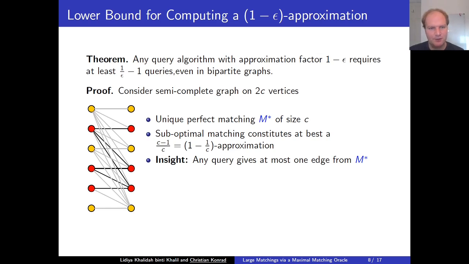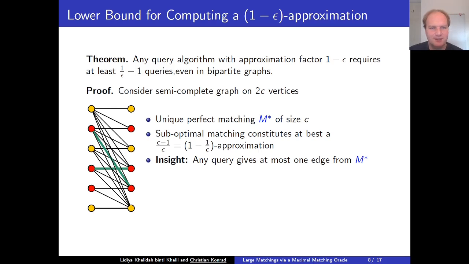Suppose we query the red vertices, then the oracle needs to return a maximal matching in this induced subgraph. And we can basically match the vertices as follows. We always match the top vertex on the left to the bottommost vertex on the right, and we continue in this fashion, going downwards on the left side and upwards on the right side. In doing so, it's not hard to see that we output at most one horizontal edge, so one edge of the perfect matching.